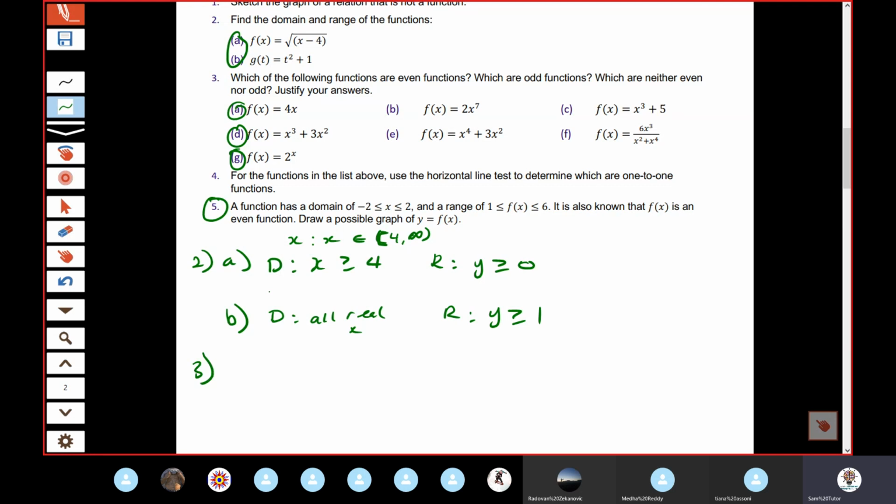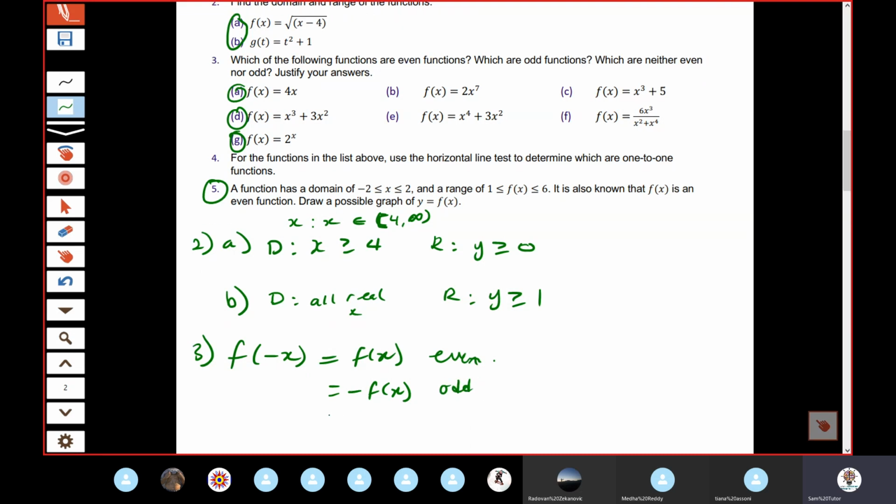Question 3, odds and evens. What's the way we start? We always start by subbing in negative x. If it gives you the original, it's even. If it doesn't, you force out a negative. If it gives you the negative of the original, it's odd. And if it's not, then it's neither.